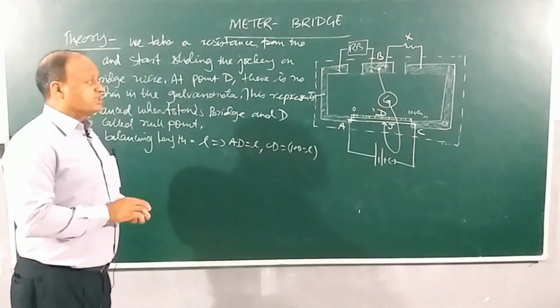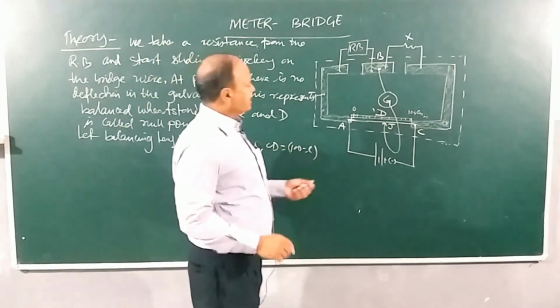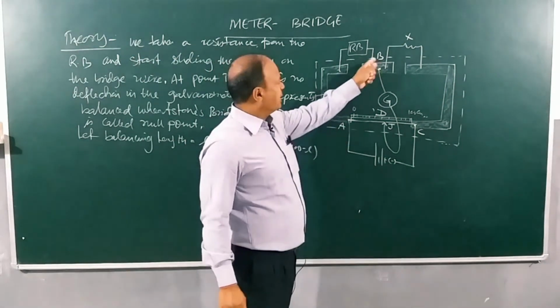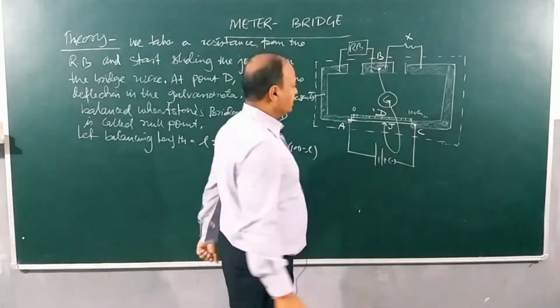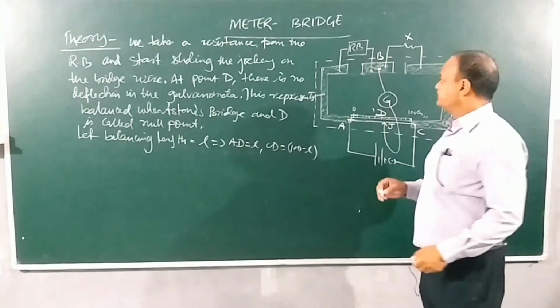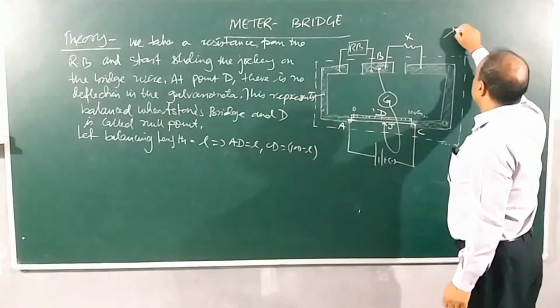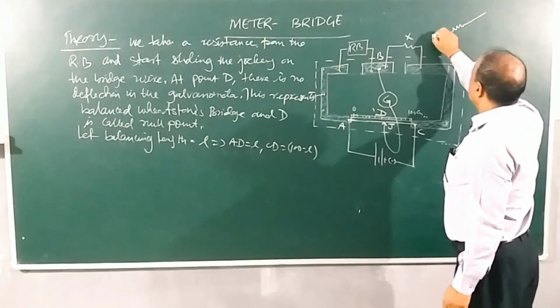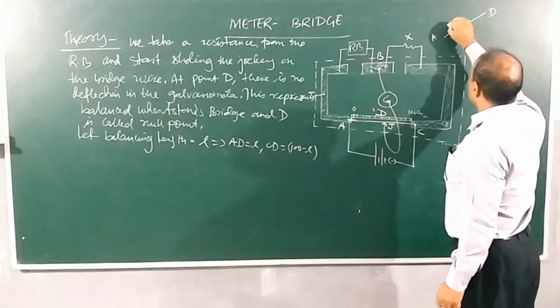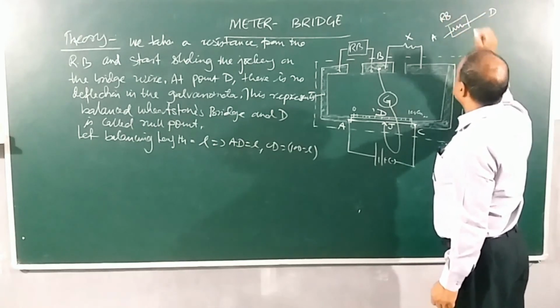Now, when I redraw this circuit, then between points A and B, I have what? Only the resistance box. Let's redraw the circuit. This is A and this is D. Here we got only the resistance box. Clear?